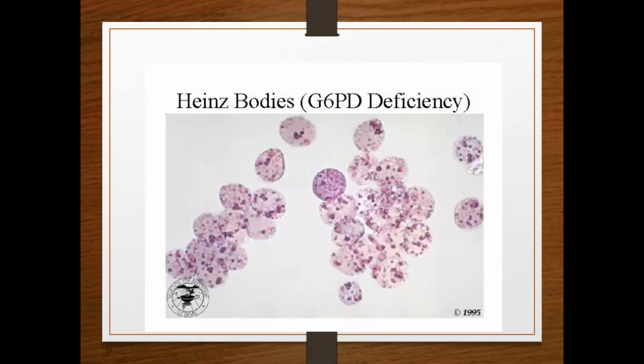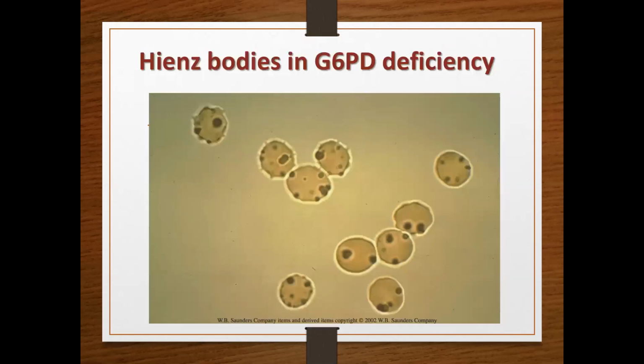This is a picture of Heinz bodies in a slide stained by supravital stains. Another picture of Heinz bodies in G6PD deficiency.